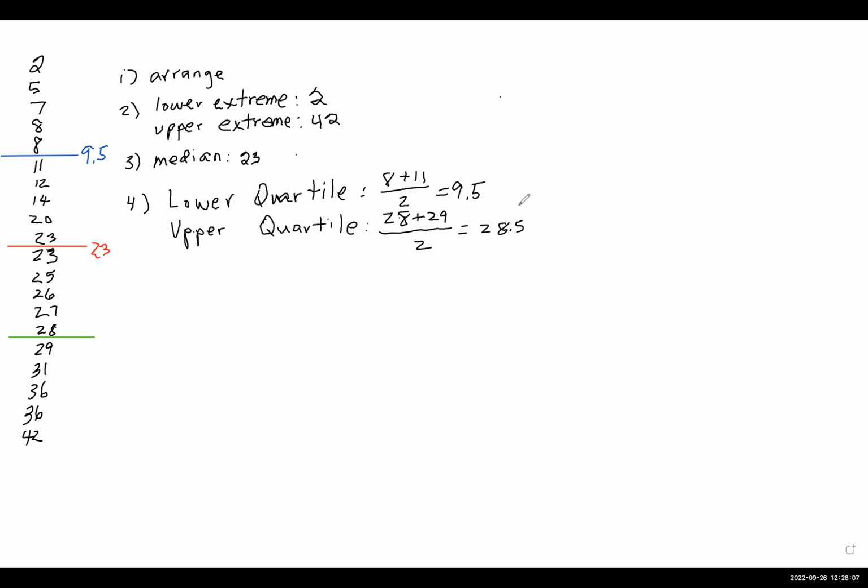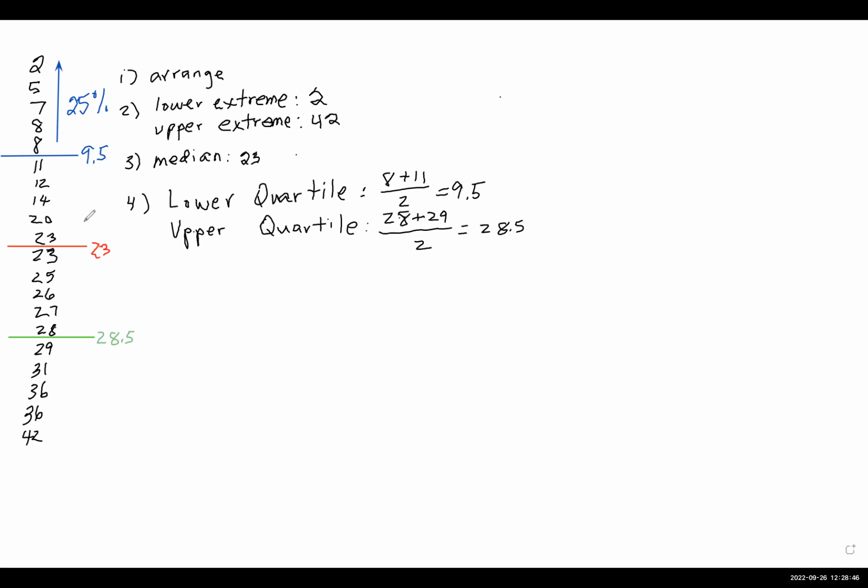So we've kind of chopped this data into 4 quarters. 28.5. And you can say things like, let me just draw it here, 25% of the data falls below 9.5, right? That's a quarter of the data. Does that make sense? That's 1/4 of our data that falls below that 9.5.